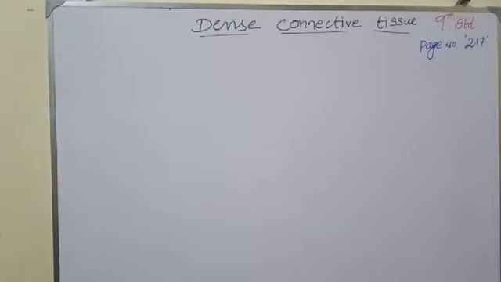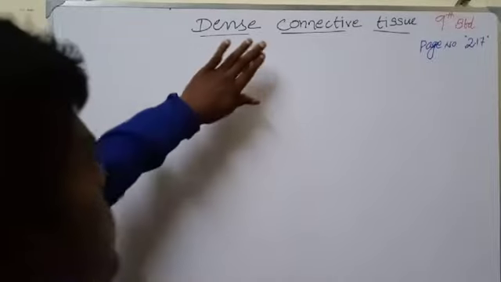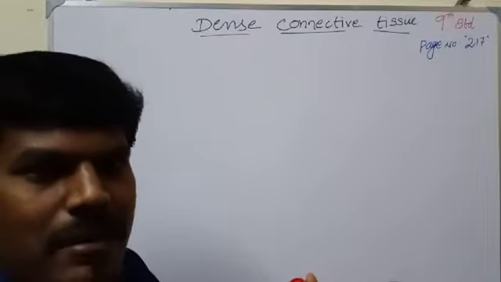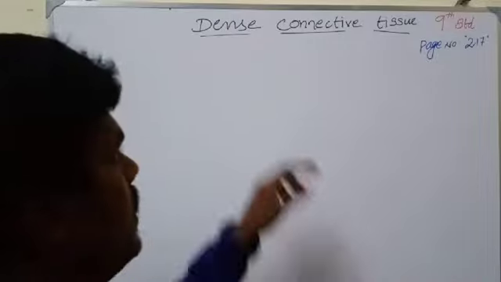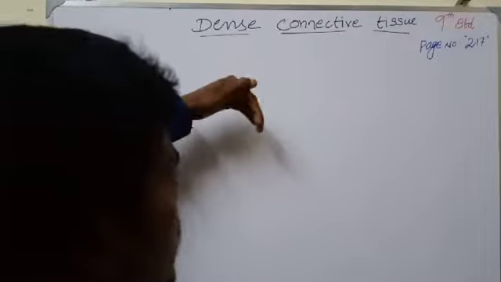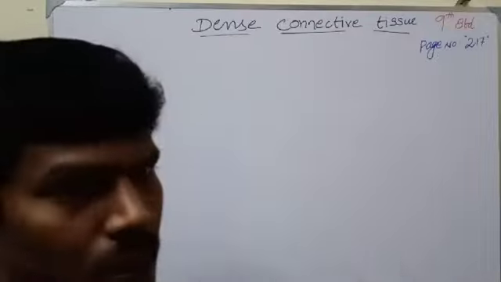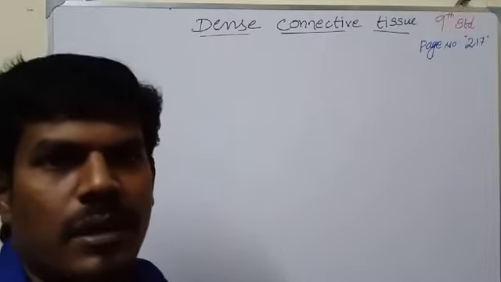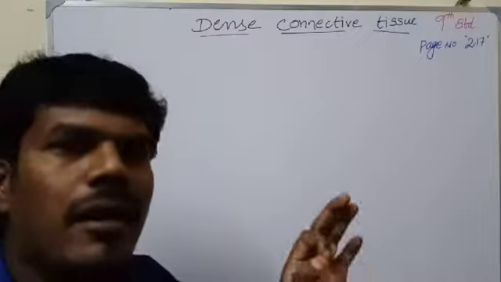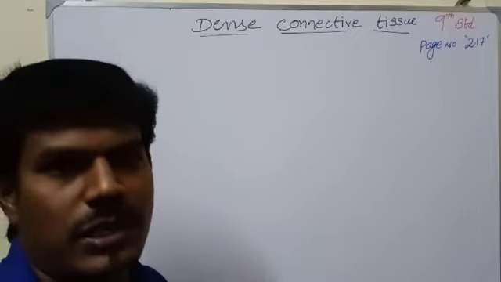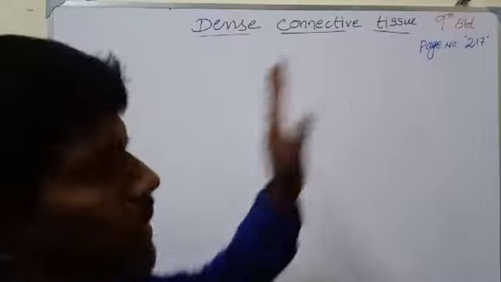The dense connective tissue. Dense means tightly packed or closely arranged. Connective means connected from one place to another, or one cell to another. Tissue means a group of cells, similar or dissimilar, that perform a similar function. That is called tissue.